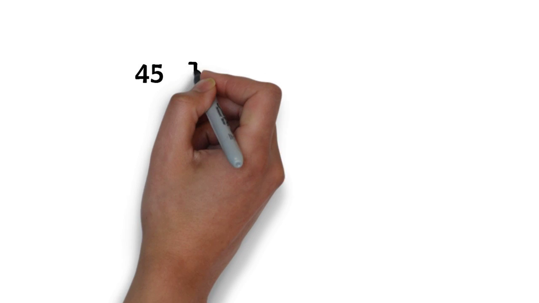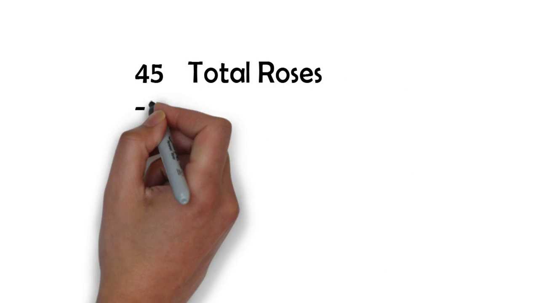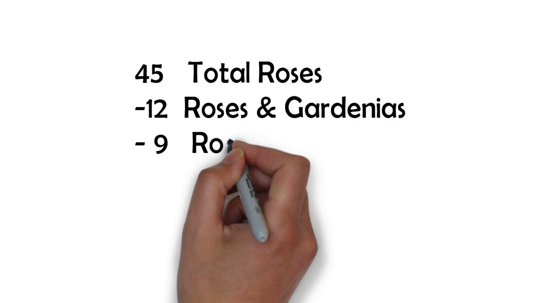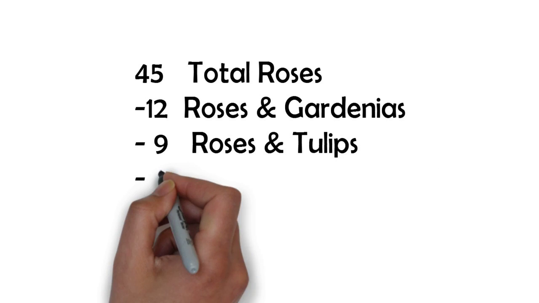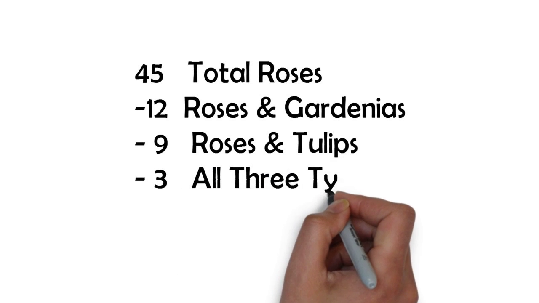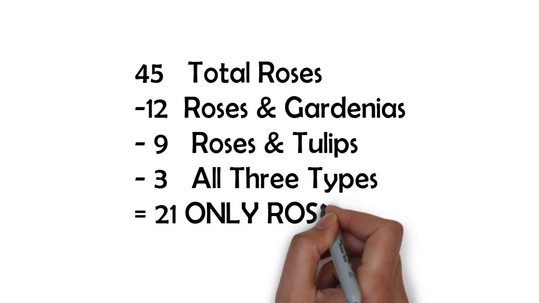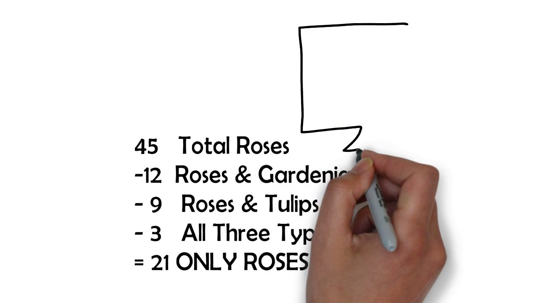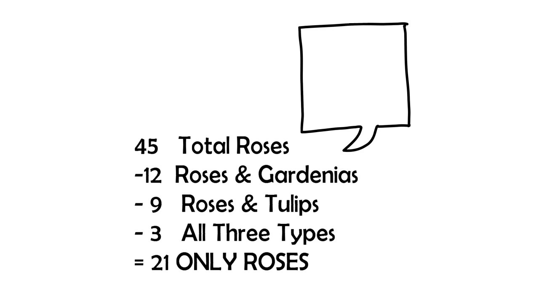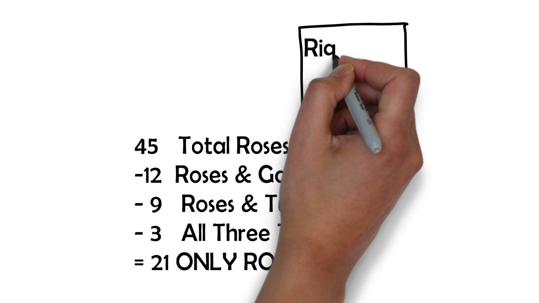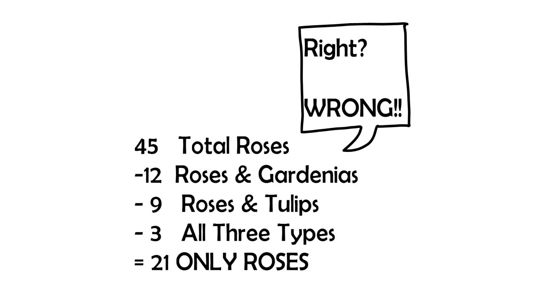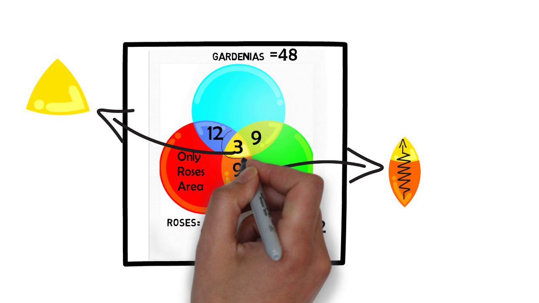We know there are 45 total homes that planted roses, but some of those homes also planted other flowers, so we need to deduct them from the total, which means we would take 45 minus 12 minus 3 minus 9 to give us 21 homes that only planted roses, right? Wrong.